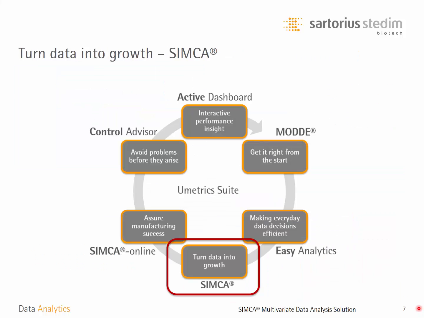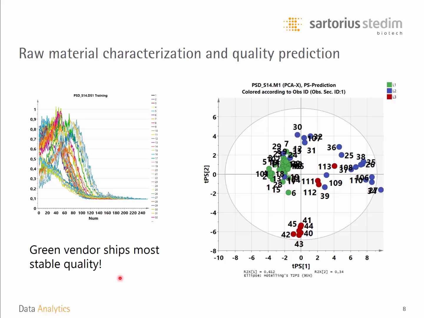The third component of the Umetrics Suite is really the flagship. This is the SIMCA software for multivariate data analysis, helping you turning data into growth. And SIMCA is a very flexible and versatile software, and it can apply to a number of different types of data in research, development, in production. And on this slide, we're just exemplifying the analytical powers that comes with SIMCA, for instance, when it comes to understanding variabilities in raw material qualities.